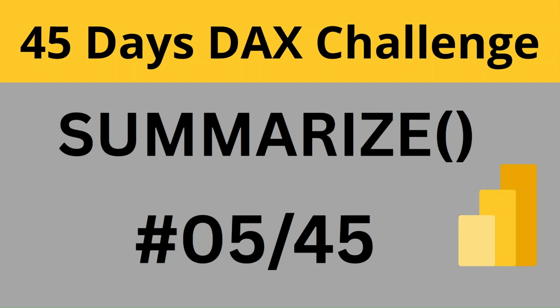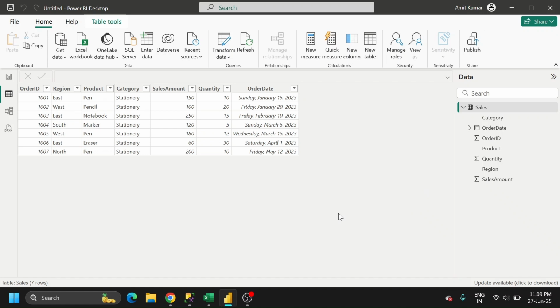So without any further delay, let's jump to Power BI Desktop. So here we are at Power BI Desktop. I have one sales table, and in the sales table I have a few columns: order ID, region, product, category, sales amount, quantity and order date.